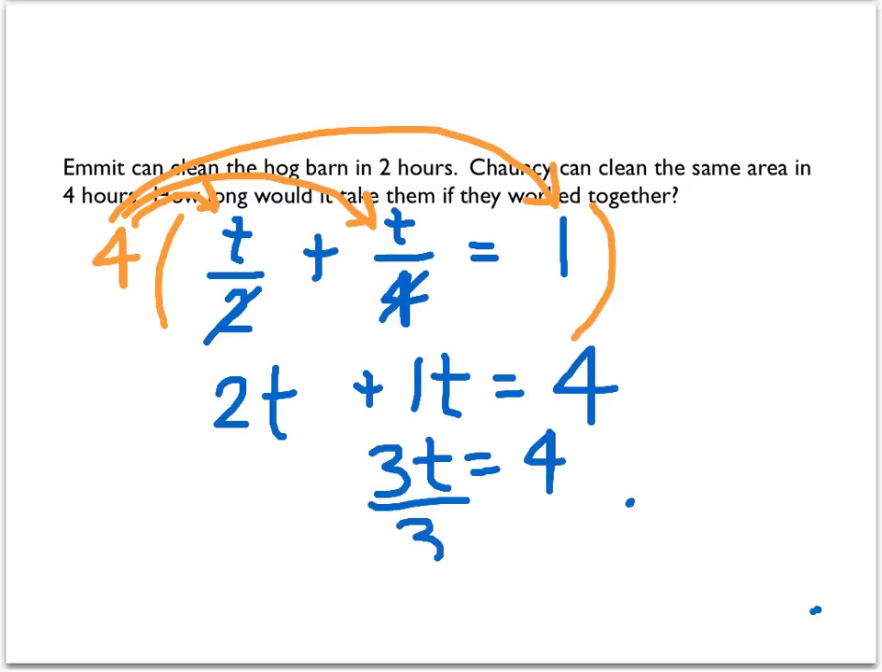I divide by 3, and so the time it's going to take them to complete this job is 4/3 of an hour. Now, 4/3 of an hour, you can write that as 1 1/3 hours, which is the same as 1 hour and 20 minutes.